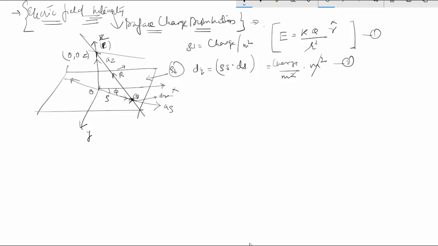And if I am substituting this in the first equation, my electric field intensity will be the integration of k, rho s ds into r divided by r squared. So how do I find my position vector r? This is my third equation which I'm getting.